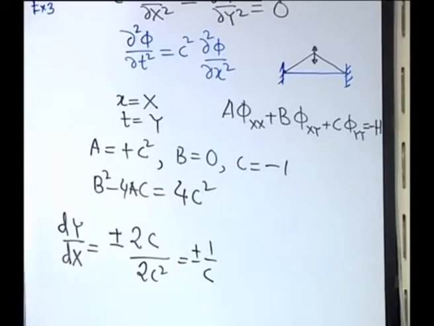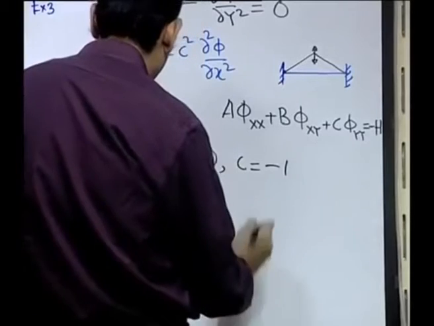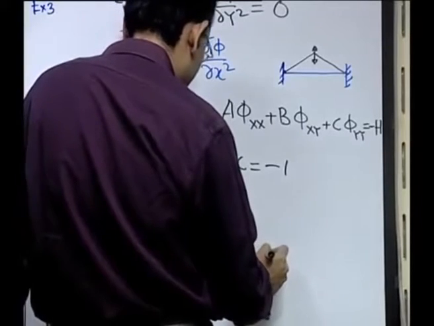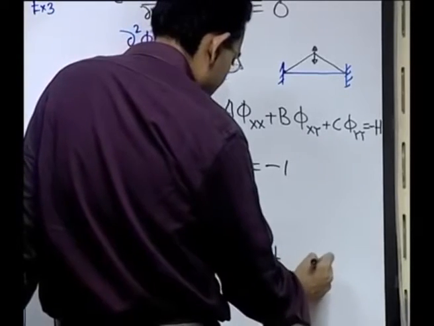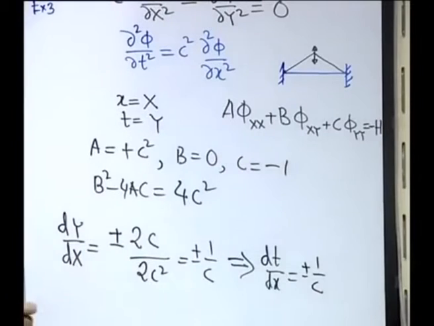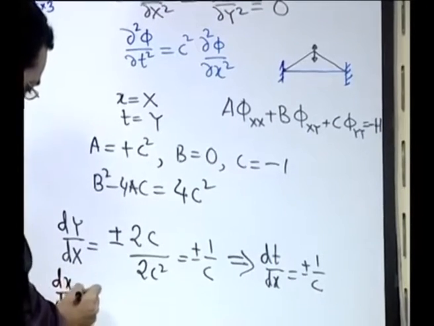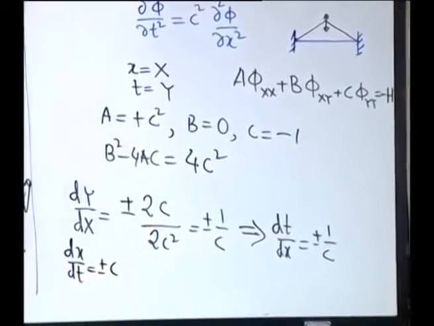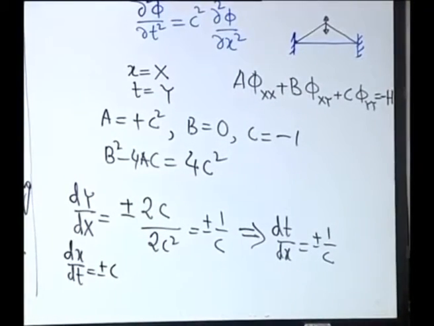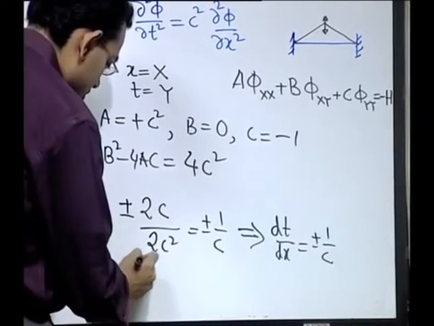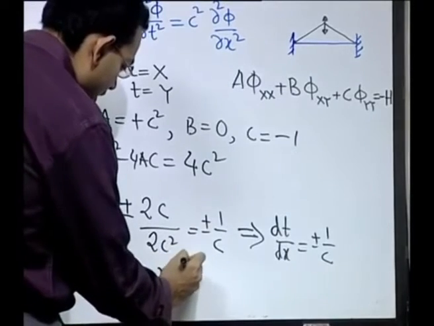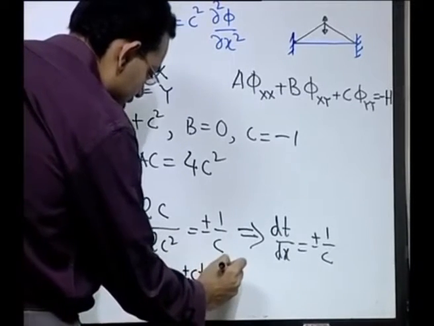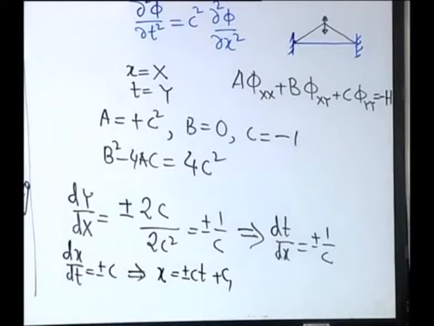What is capital Y? Capital Y is t. So you can write this as dt dx is equal to plus minus 1 by c. That means dx dt is equal to plus minus c. So if you integrate it, you will get x is equal to plus minus ct plus some c1.